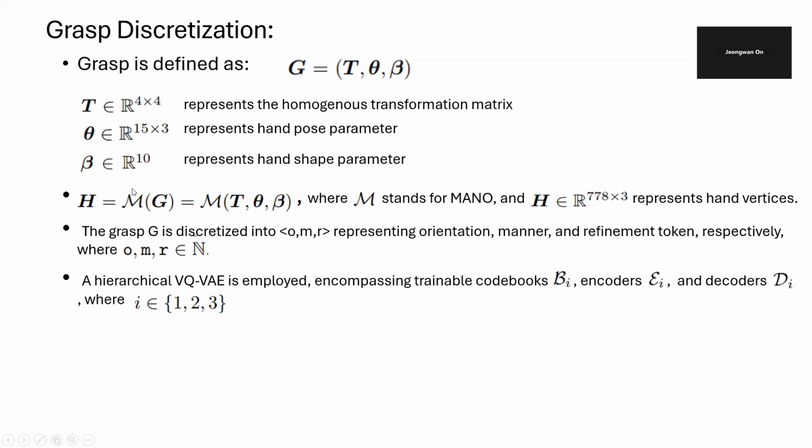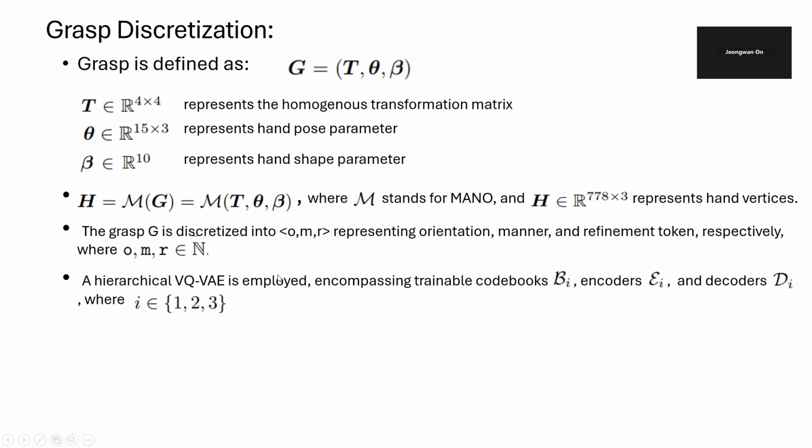And then MANO takes in these 3 quantities, and it outputs hand vertices of dimension 778 by 3. And the grasp G is discretized into O, M, and R, representing orientation, manner, and refinement tokens, respectively.